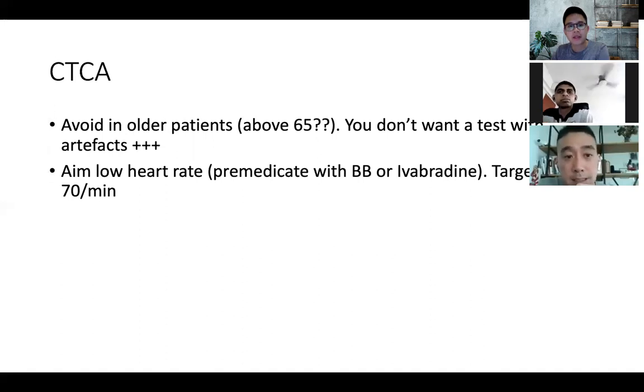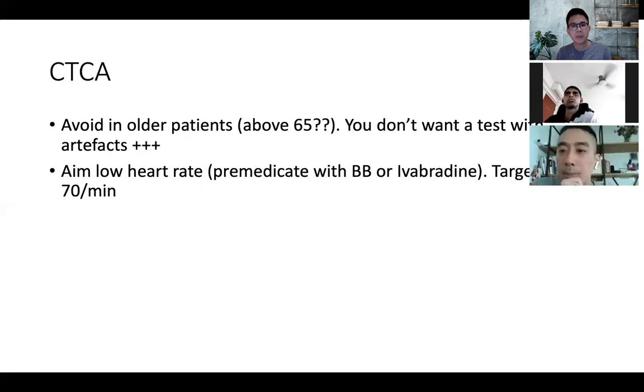So for CTCA, the age cutoff I put about 65. But again, different people have different preferences. I know some of my colleagues are okay with ordering for 70 plus, but I don't really like it, because if you get a result, for example a distal LAD 60%, you know it's not prognostically important, but you're stuck because you don't know what to do. So I usually like to do a CTCA for people that I think are going to get a negative result. That's my own preference.